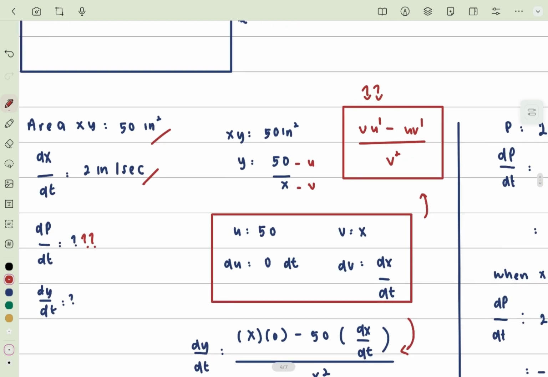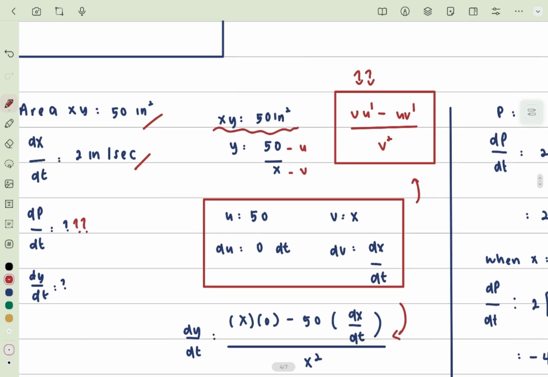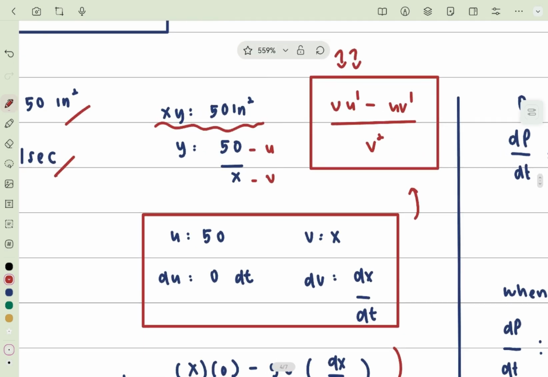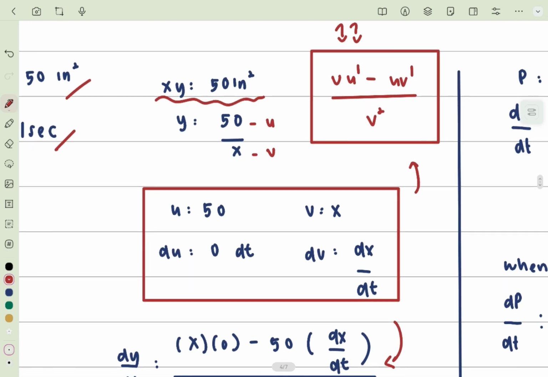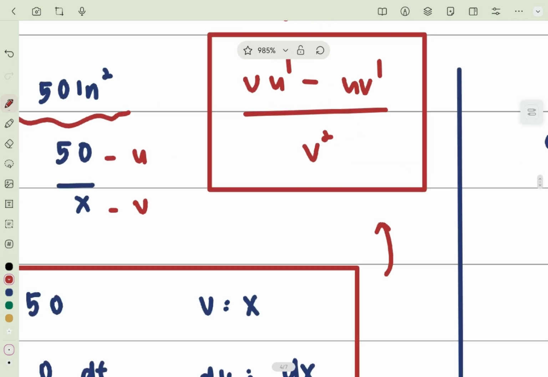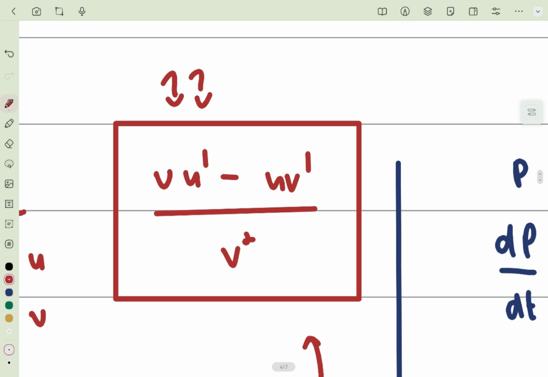So from the formula of the area, xy is equal to 50, we bring the x to the other side, and we will get y is equal to 50 over x. So we let u is equal to 50 and v is equal to x. What we need to find is dy over dt, so we need to use the quotient rule. This is the formula for the quotient rule: (vu' minus uv') over v squared.